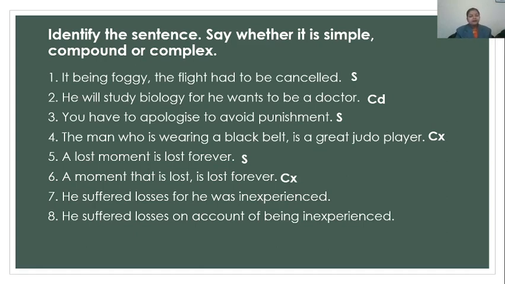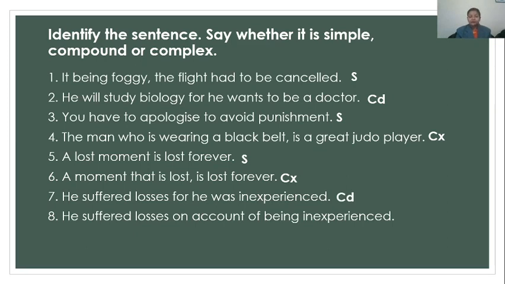Number 7, he suffered losses for he was inexperienced. He suffered losses, clear in its meaning. He was inexperienced, this is also complete in its meaning. Two clauses having complete sense means both are coordinating clauses. Coordinate clauses means this is a compound sentence because both the clauses are independent.